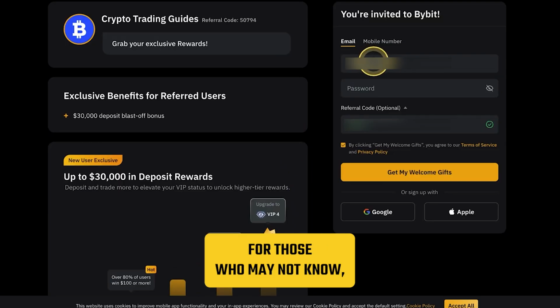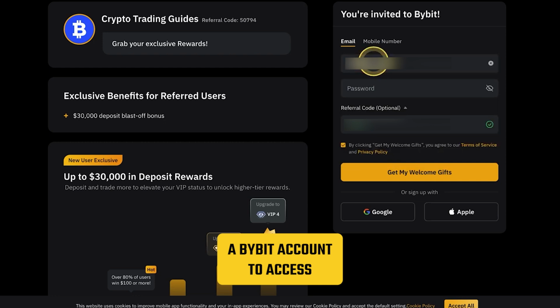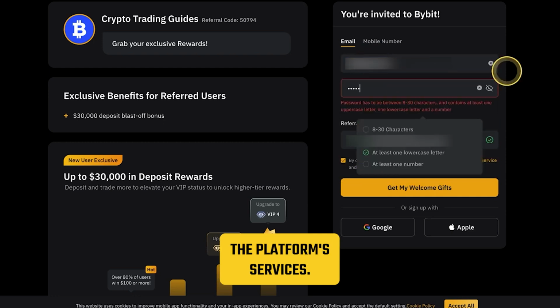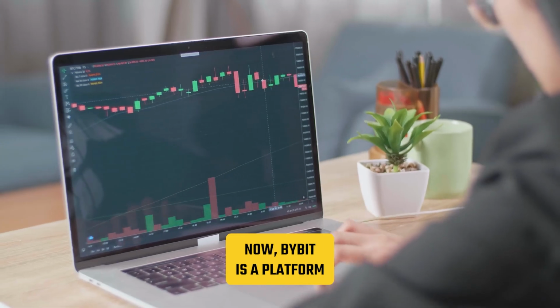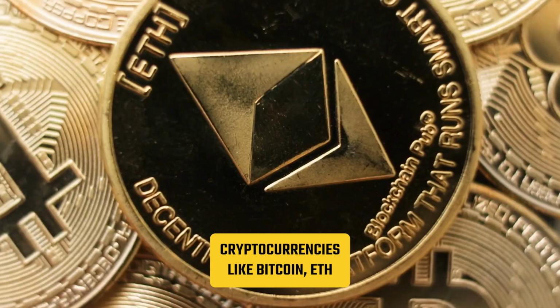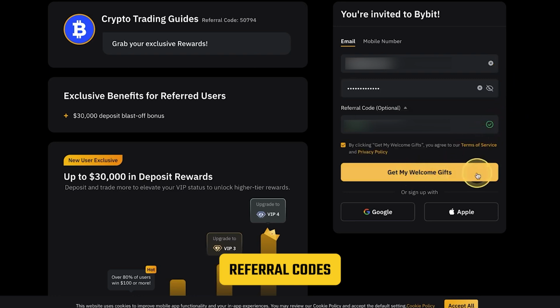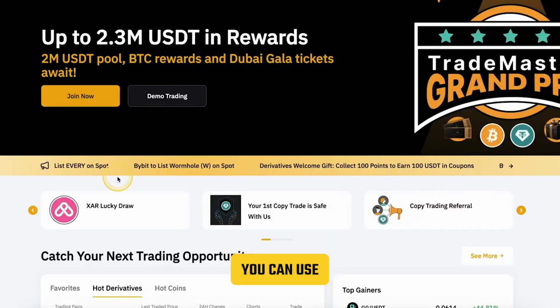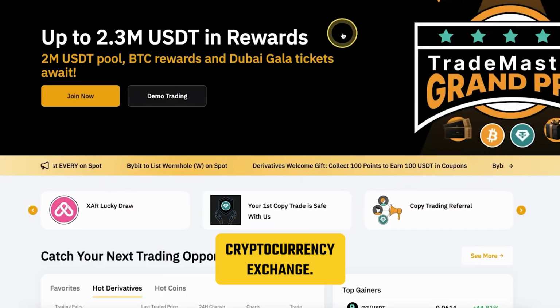For those who may not know, you have to create and maintain a Bybit account to access the platform services. Now, Bybit is a platform where you can trade cryptocurrencies like BTC and ETH, and the platform's referral codes are special promo codes you can use when signing up for this cryptocurrency exchange.